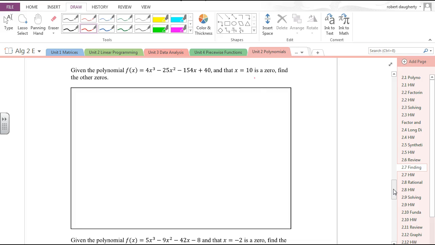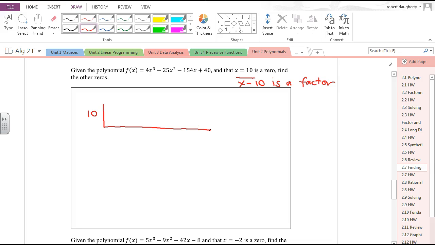So if x equal 10 is a zero, what goes on the outside of the synthetic division? What number? 10, okay? This means that x minus 10 is a factor. So you need to be very comfortable with x minus 10 is a factor, x equal 10 is a solution or root or zero, okay? So outside the synthetic division is the number 10.